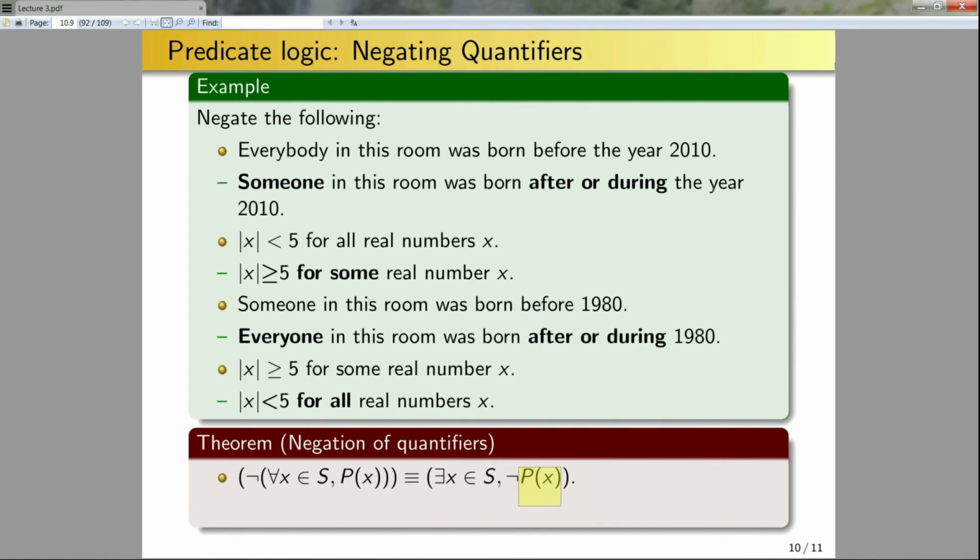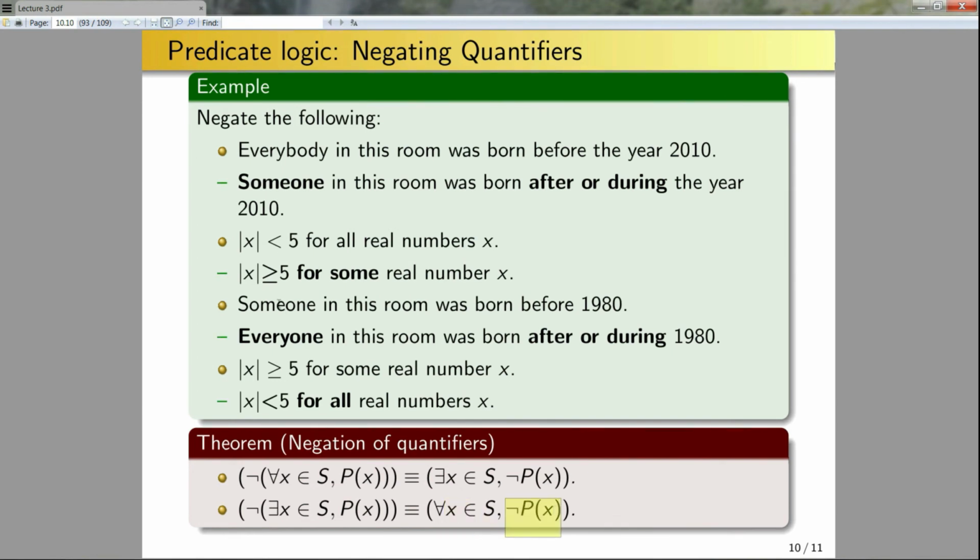So an example of this would be this: "everybody in this room" turned into "someone in this room," and "before the year 2010" turned into its negation, "after or during the year 2010." Further, if I want to negate an existentially quantified statement, I would have that the negation of "there exists an x in S such that P(x) is true" is "for all x in S, not P(x)."